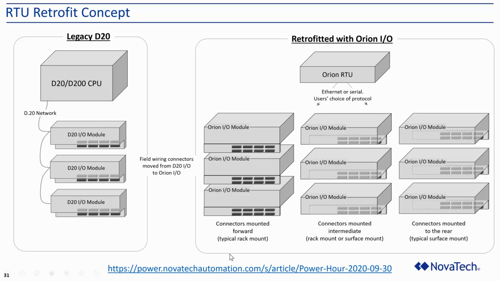So if we just looked at the typical rack mount for the D20s, we would have interface boards right below the Orion IOs, which are 2 rack units. So it's essentially going to be the same size as those D20 IO modules. So this is just one example of some of the retrofits that we've done.